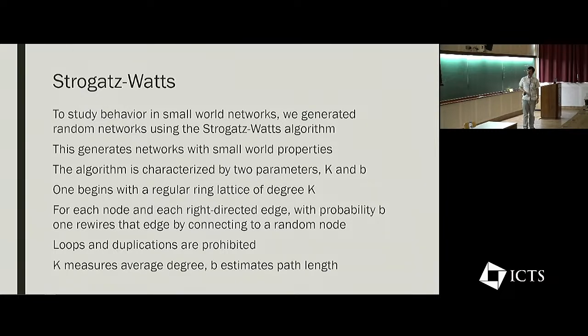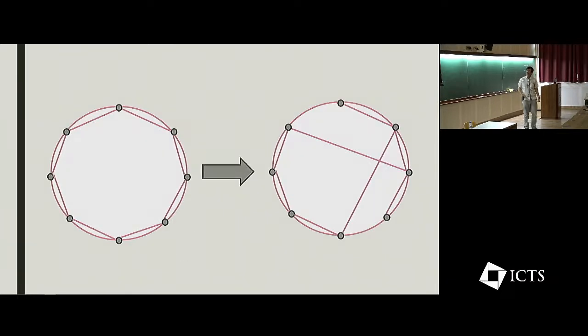Okay, so b ends up determining the path length. Here's just an example of how this works. Here's a regular lattice of degree 2. Here's a random rewiring. This node, nothing happened. This node, one of the connections got rewired. This node, nothing happened. This node, nothing happened.